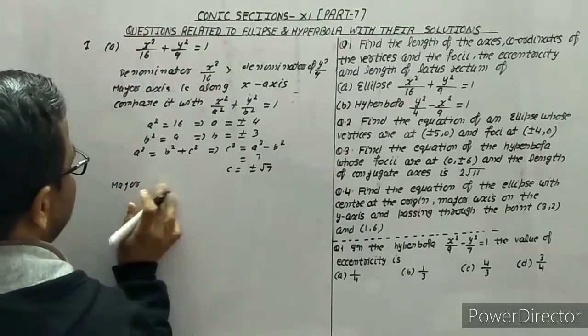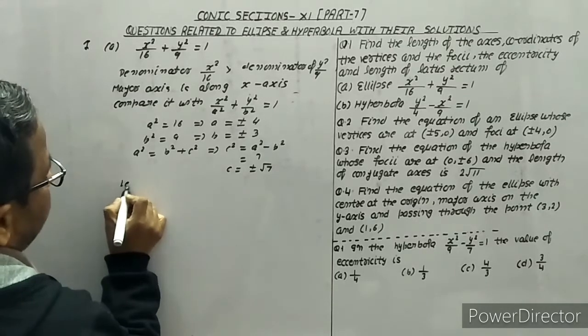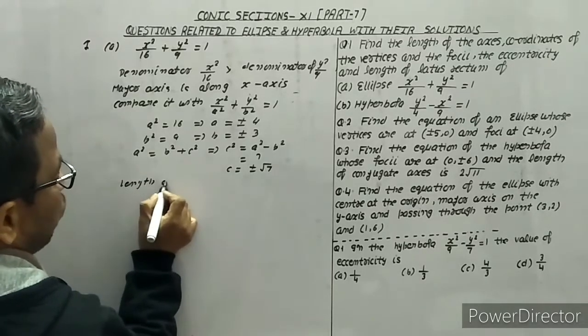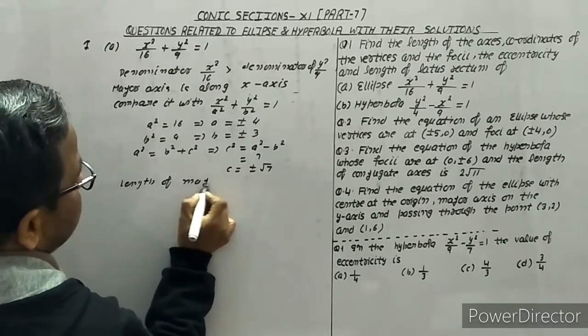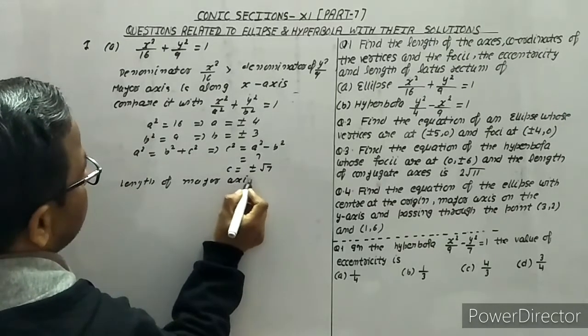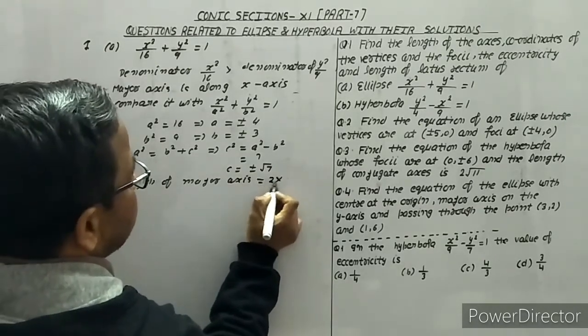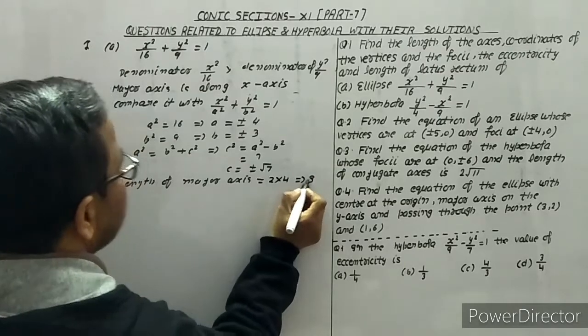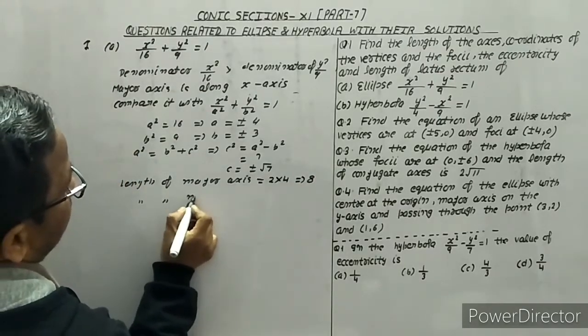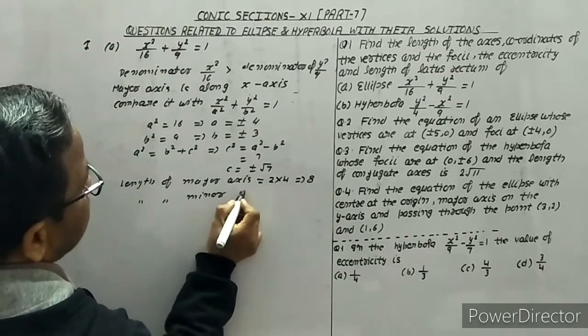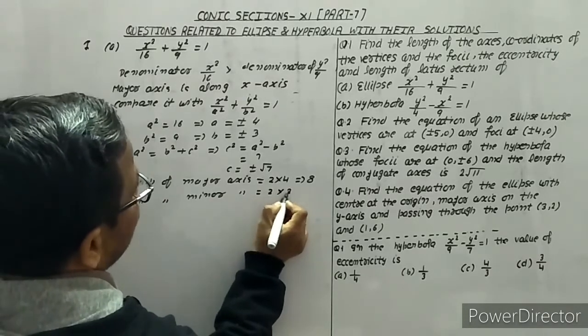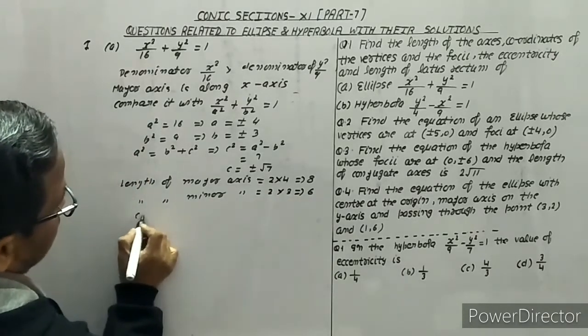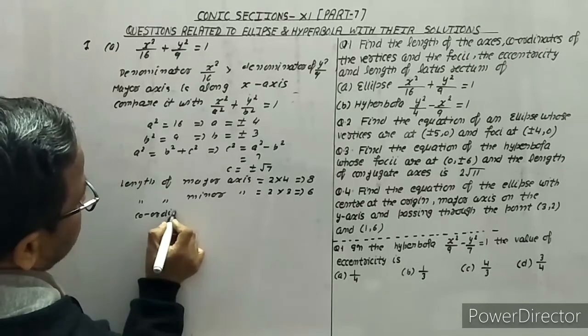Look at this thing. Length of major axis. Length of major axis is given by 2a. So length of major axis is here 2 into 4. It implies that 8. Now the length of minor axis. Length of minor axis is given by 2b. It means 2 into 3. This is 6.